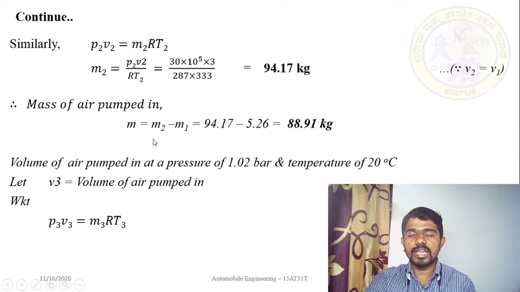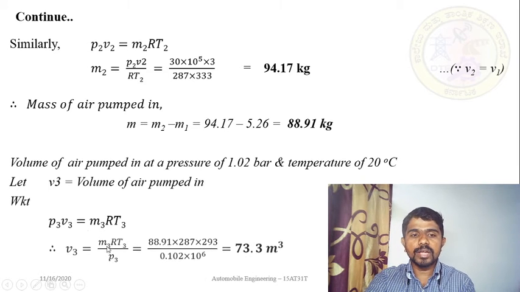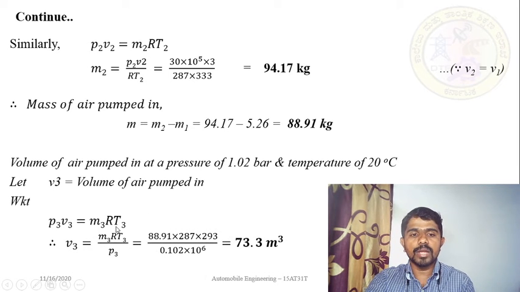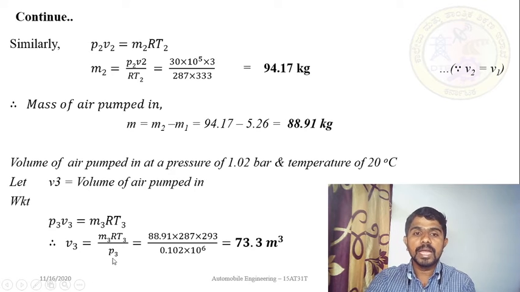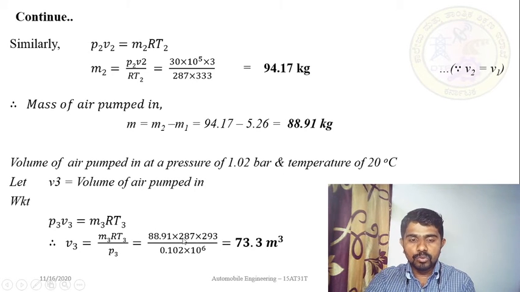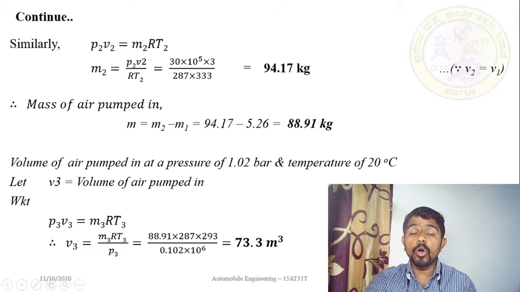Mass he has already calculated by using the initial and final mass. So now the only unknown data will be V3, so I can resolve this equation. V3 is equal to M3 R T3 divided by P3. You know the value of M already calculated, 297, 293, that is T3. P3 is equal to, you know that. So if you solve these equations by using your calculator, you will get the answer, that is 73.3 meter cube. This is the volume of gas.